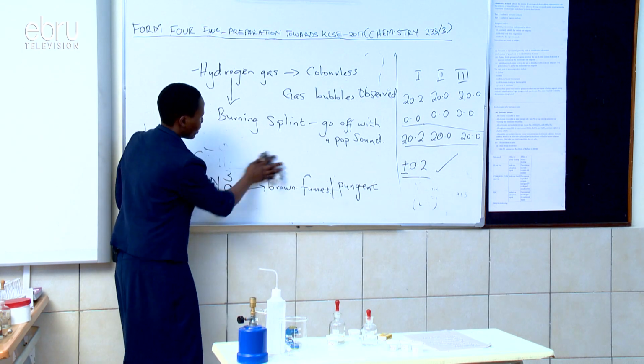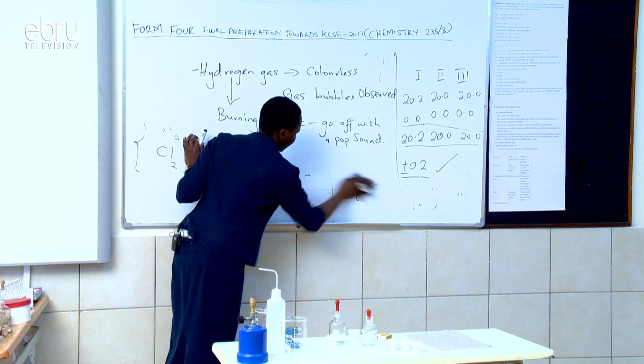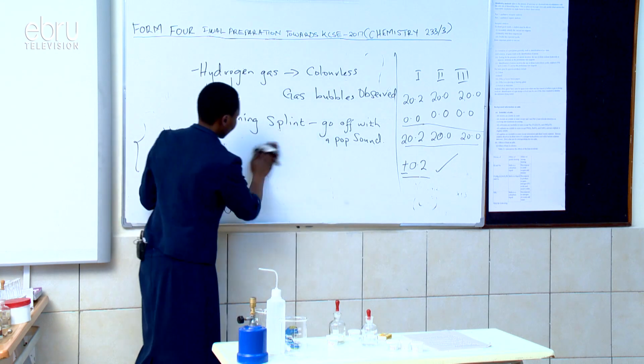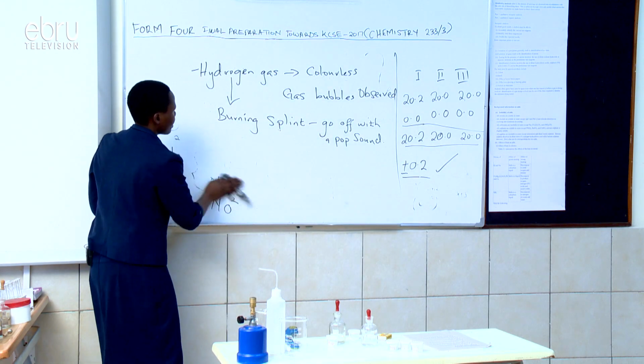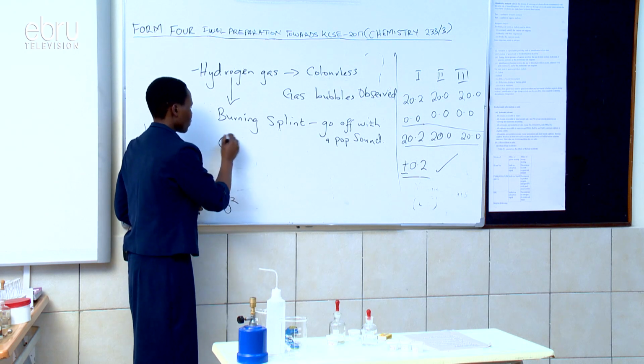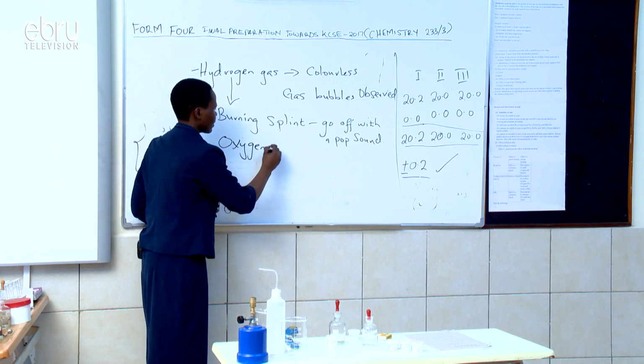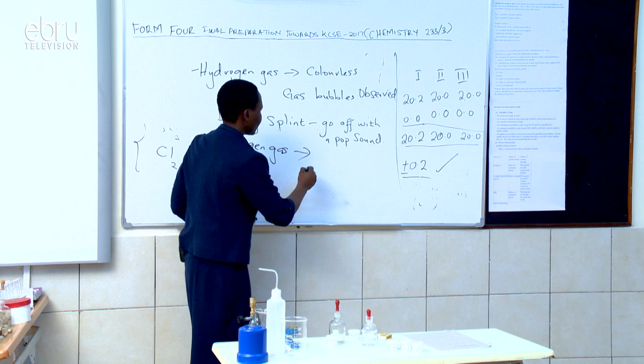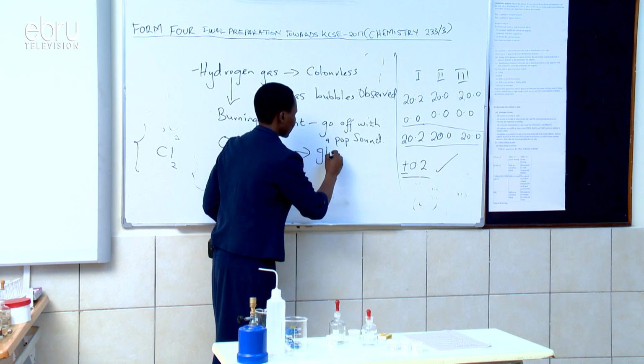Now, for a glowing splint, the only gas the learner can test is oxygen gas. So for oxygen gas, the learner can use a glowing splint.